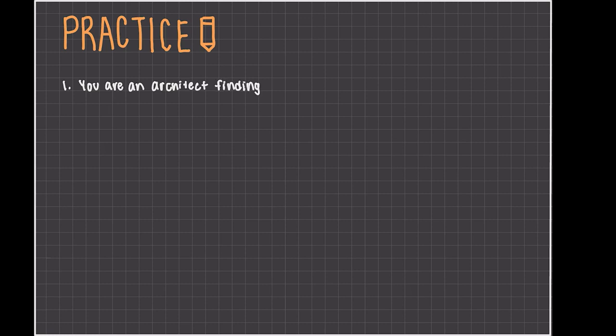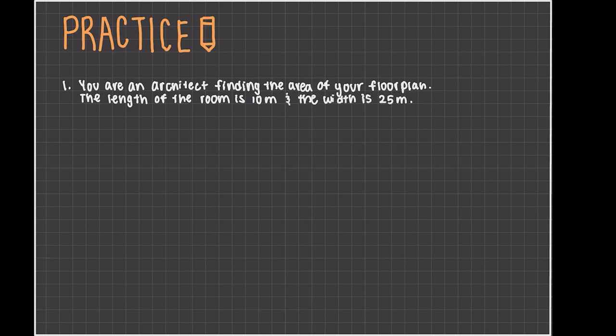You are an architect finding the area of your floor plans. The length of the room is 10 meters, while the width of the room is 25 meters. Express the area in kilometers. Pause the video and try it yourself, and then we'll get to solving it.